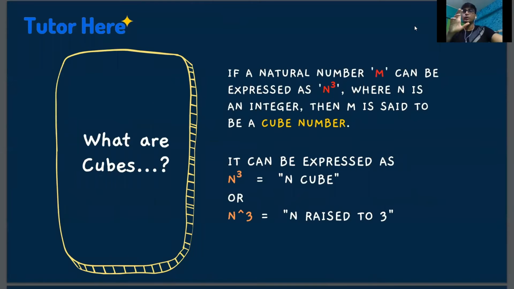So what are cubes? If a natural number m can be expressed as n cube, where n is an integer, then m is said to be a cube number. It can be expressed as n cube or n raised to 3.